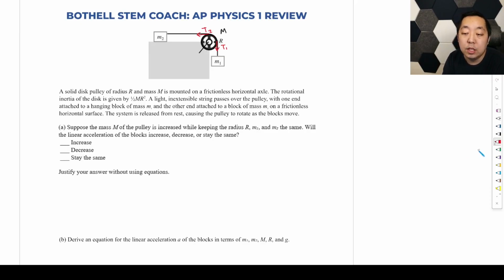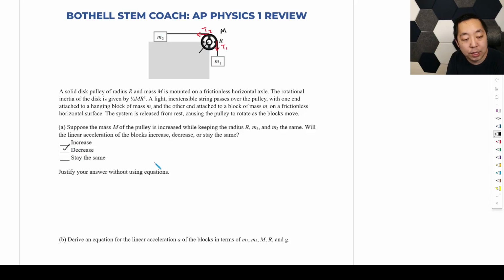All right. So the end result is that you're going to have this net torque on it. Now, what is the impact of increasing M? Increasing M is going to make the rotational inertia greater. And with greater rotational inertia, it's going to be harder to rotate. If it's harder to rotate, it's not going to rotate as fast, right? For the same kind of masses there. So it's going to decrease.